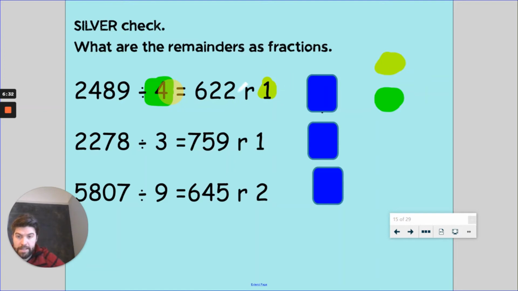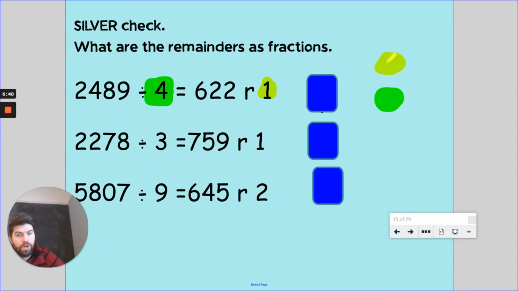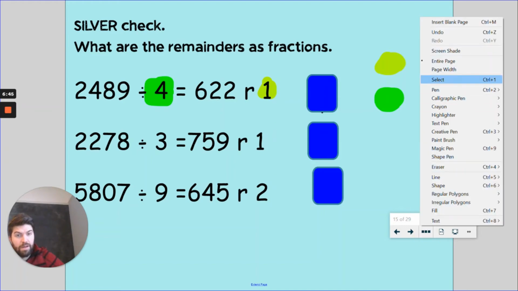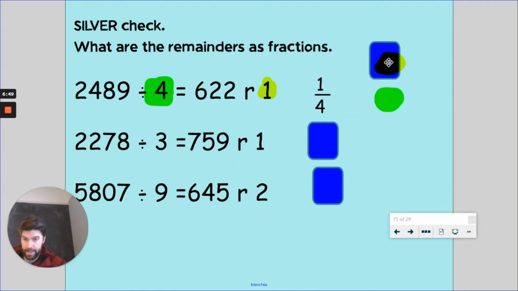Numerator is the remainder. What I divided by becomes the denominator. So in this case, I'm going to use a 1 on the top and a 4 on the bottom. That tells us then that this answer would be 622 and a quarter. I don't need to use an R anymore. My answer would be 622 1/4. Can you apply those skills then to give me the answer to the second and third one? Pause and have a go.